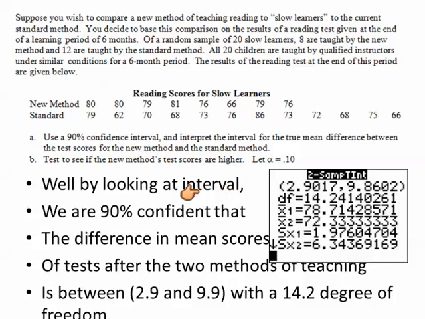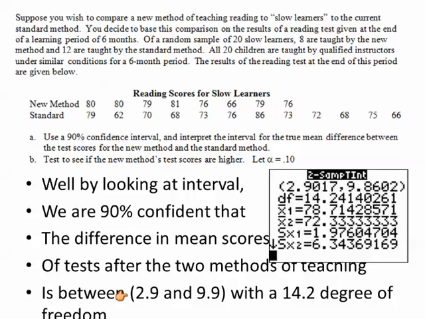Well, by looking at the interval, we're 90% confident that the difference in the mean scores of tests after the 2 methods of teaching is between 2.9 and 9.9 with a 14.2 degree of freedom. So I'm pretty certain that since 0 is not in here, it has to be higher, doesn't it? Why do I say that? Because look, if they were the same, 0 would have been in my confidence interval here. They're not the same. So it's between 3 and 10 points higher. I rounded there a lot. Okay? So it's between 2.9 and 9.86, whatever.